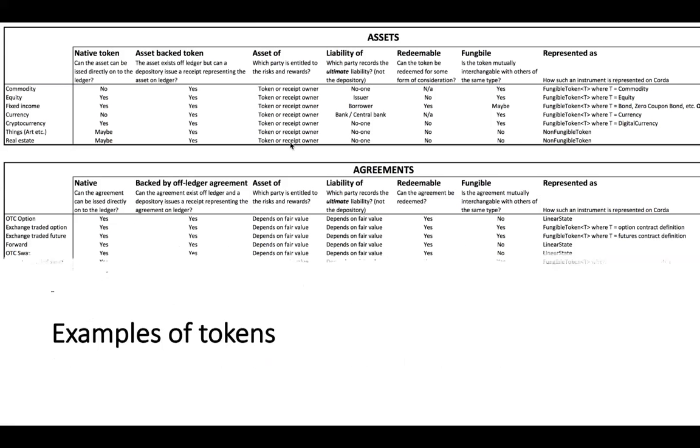What types of tokens can we have? This is really just a copy paste from the paper which I sent around earlier that hopefully most of you got a chance to read. Really, what I tried to do here was enumerate all types of things that you might possibly want to put on the ledger, and then I split them between assets and agreements. So I realize that agreement is overloaded here, but really I'm looking at the thing from the holder's perspective. So if you have a commodity or equity or currency or whatever, then it's an asset from your perspective. However, you can also see in the table that I said it's an asset of the token or receipt holder, but it's also a liability of somebody else. And I also say whether this thing can be an asset-backed token, as I mentioned prior, or whether it can be something that can be issued natively onto the ledger.